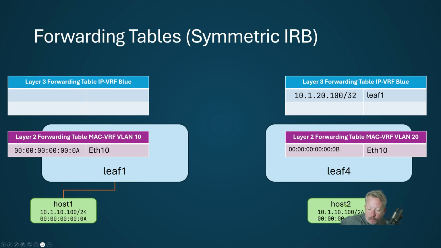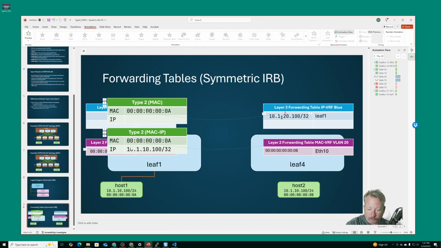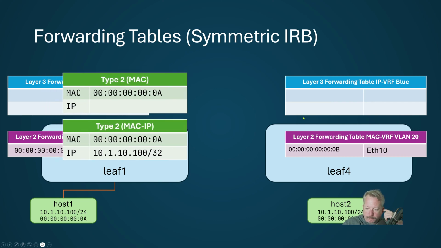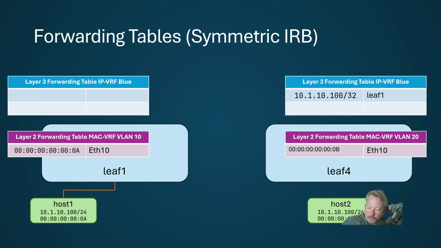So now if host 2 wants to send a packet to, oh, I've got the IP address wrong here. This should be 10.100. So now we have the forwarding table populated with the host route for host 1. So if we want to send a packet to 10.1.10.100, we know exactly where to send it. So leaf 4's routing table is fully populated, or at least populated enough that host 2 could connect to it.